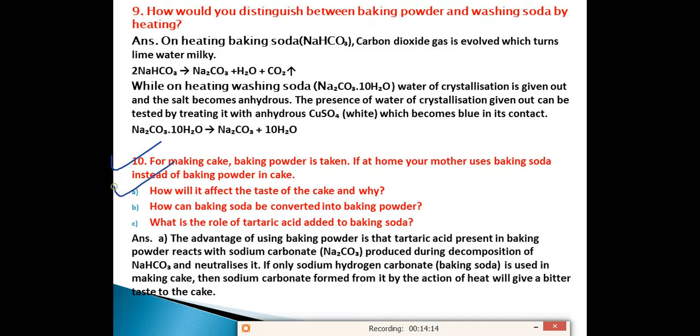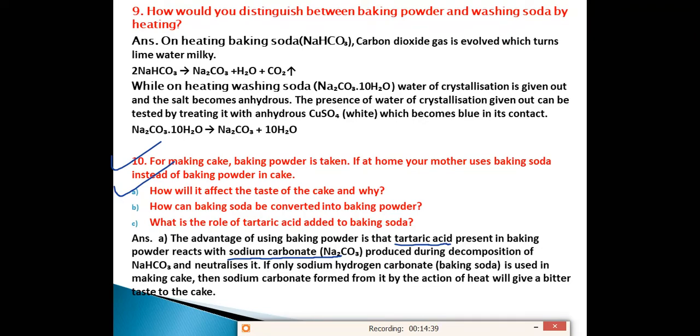The first question which is asked is how will it affect the taste of the cake and why? See, what is the advantage of adding baking powder in cake? The advantage of using baking powder in cake is that in baking powder, tartaric acid is present, which will react with the sodium carbonate, which will neutralize the base produced during decomposition of NaHCO3.